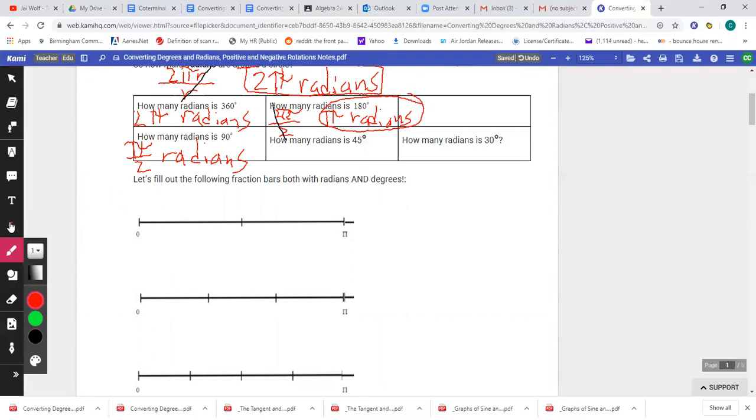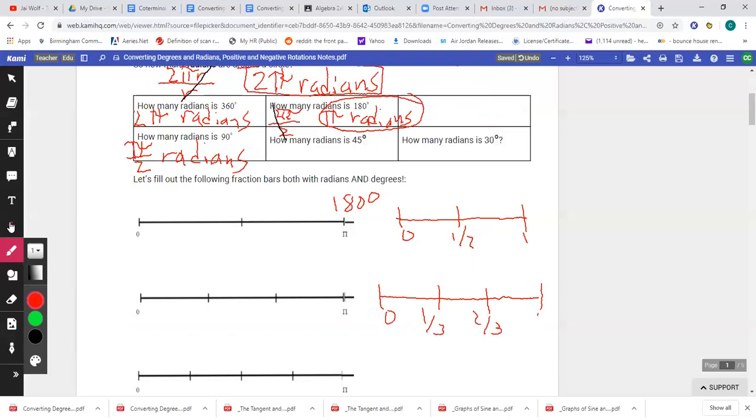And don't worry about the fraction bars if this gets a little cumbersome for you. Later on, we'll develop a technique to easily convert between degrees and radians. But I kind of want to show you something here. Remember that pi is 180 degrees. So if you remember from middle school, when we did fraction bars, this would be 0, this would be 1, and then we cut it into 2 pieces. Here, we cut into 3 pieces, so this would be 0, 1/3, 2/3, and then 1, right?